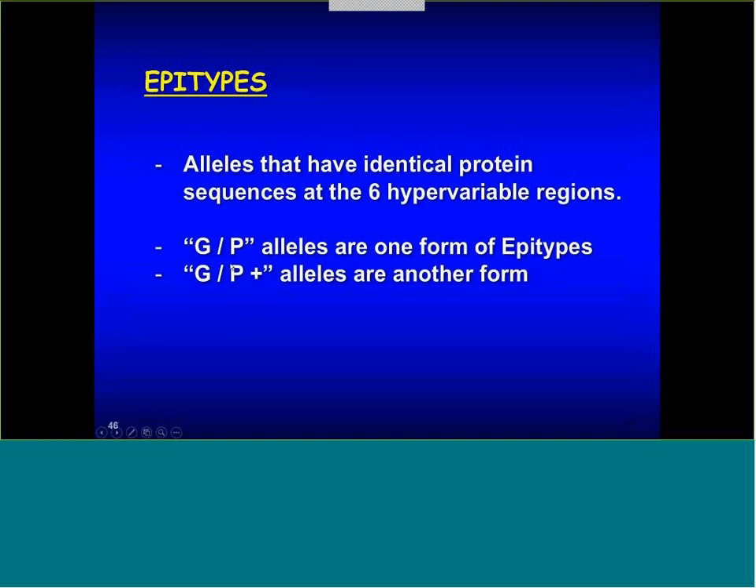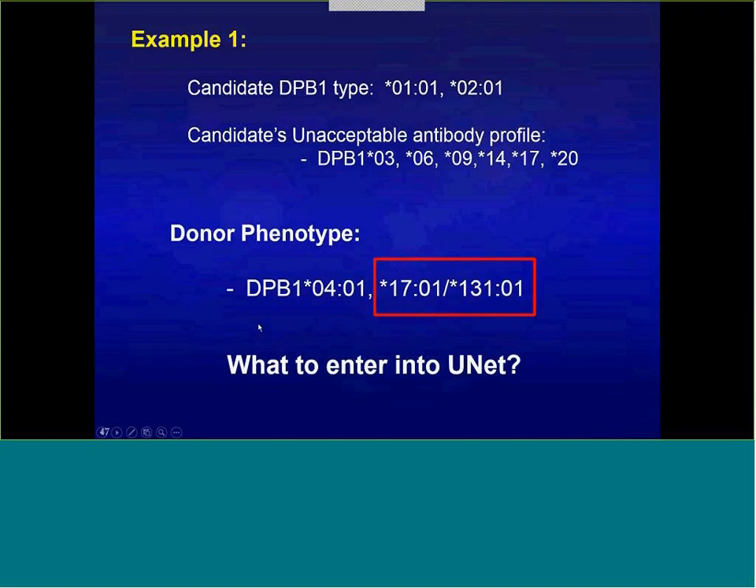So for the sake of our concept here, we're going to consider these all similar or same types of alleles. So let's look at a donor phenotype typing. In this case, we have an ambiguous result of a 1701 or a 13101. And the conundrum here is our patient has antibodies to DP1701. The donor may be a 1701 or maybe a 13101.